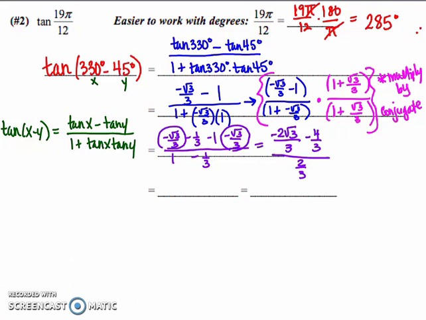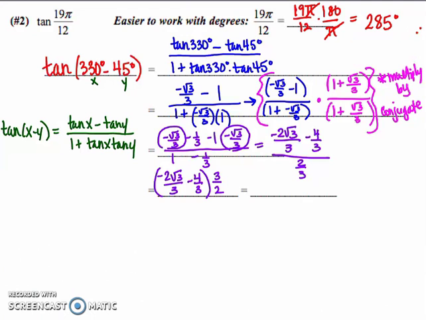All right, I am almost there. My next step here is going to be to keep switch flip. I am going to multiply the numerator by the reciprocal of the denominator. So that's going to look like this. Negative 2 square roots of 3 over 3 minus 4 over 3. And that's all going to be times 3 over 2.